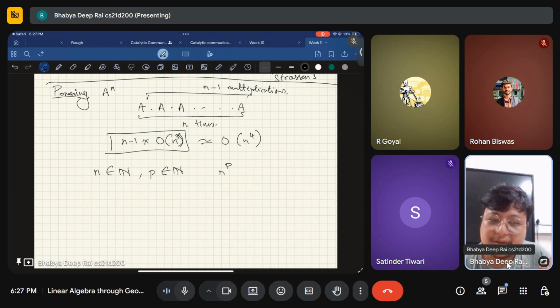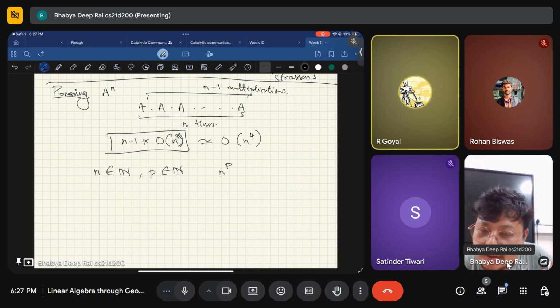Goel, what do you think? I could not understand this n raised to the power p idea. However, I vaguely remember that in the PageRank algorithm, there comes a situation wherein A raised to the power n becomes equal to A, and that PageRank takes the help of that.